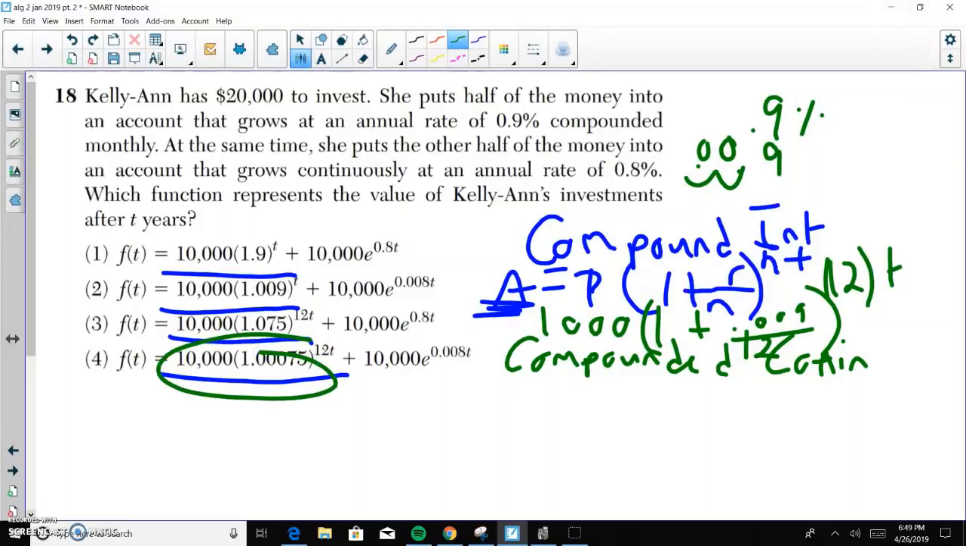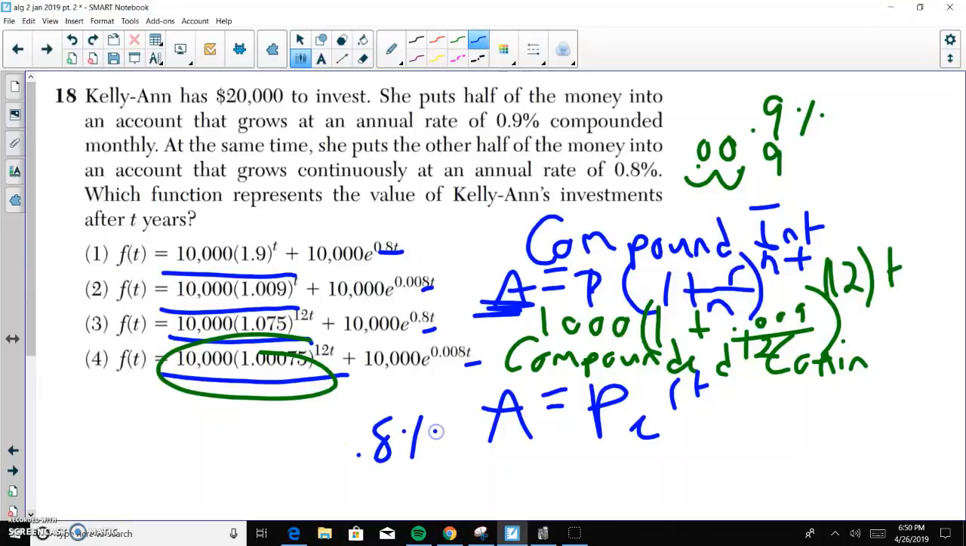But how would you do the second part? So compounded continuously, you use the formula A equals P e to the r t. P is principal, r is rate, and t is time. We don't know the time. The rate is going to be 0.8%, which would be 0.008 as a decimal. So right off the bat, we know the answer is going to be choice 4.